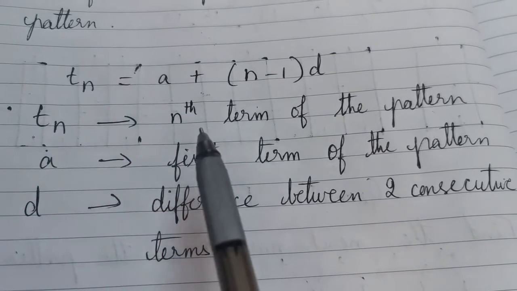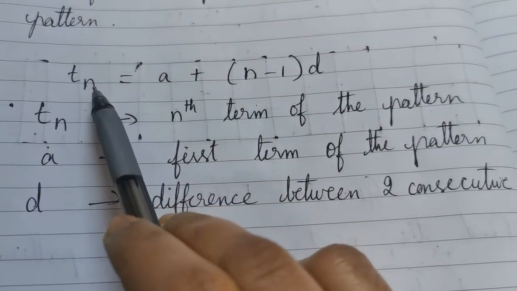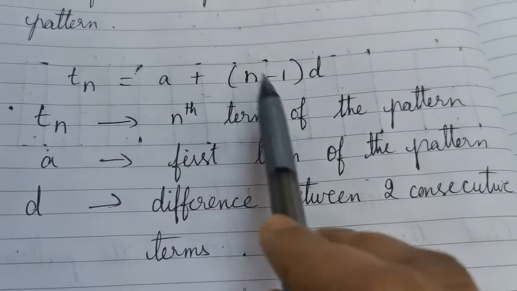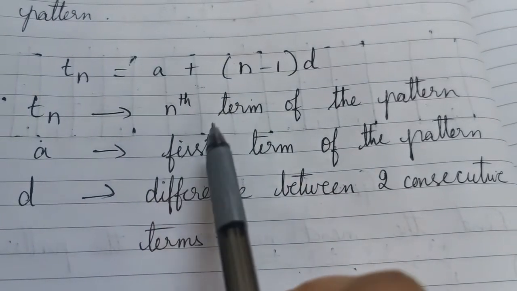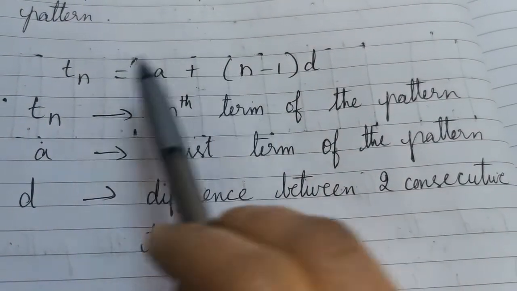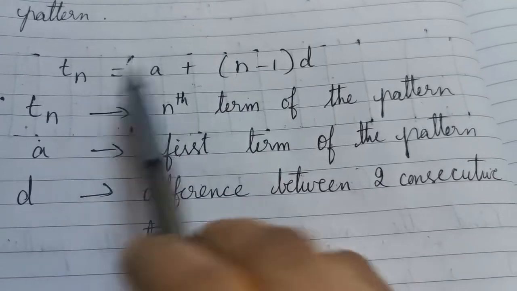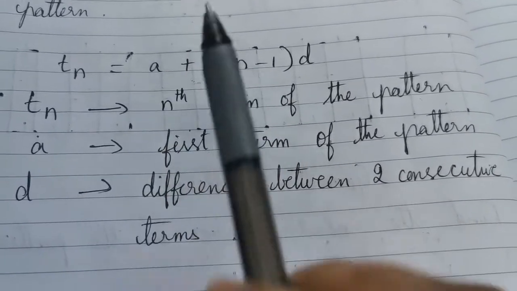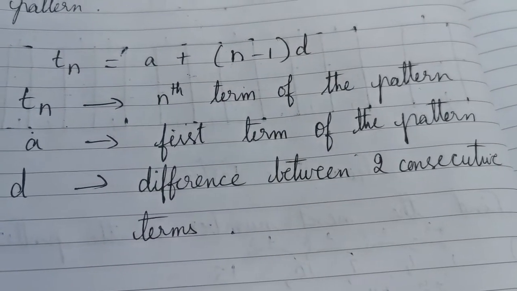If we are asked to find the 10th term of the pattern, the value of n will become 10. So we will write T10, and here n will be replaced by 10. To find the 100th term, n will be replaced by 100 in both these places. So the value of n will come from the question asked. And a is the first term of the pattern.